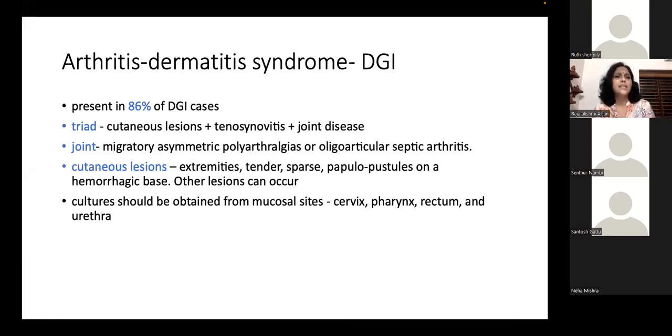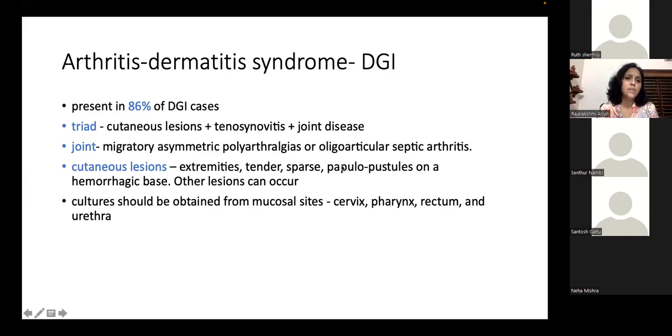So any arthritis-dermatitis syndrome with a history of urethral discharge is a classical sign, and it is noted in 86% of disseminated gonococcemia. The triad includes cutaneous lesions, tenosynovitis, and joint disease. Joint disease can be migratory, asymmetric polyarthralgia, or oligoarthritis presenting as septic arthritis. So you have to keep this in mind as a differential for all monoarticular septic arthritis.